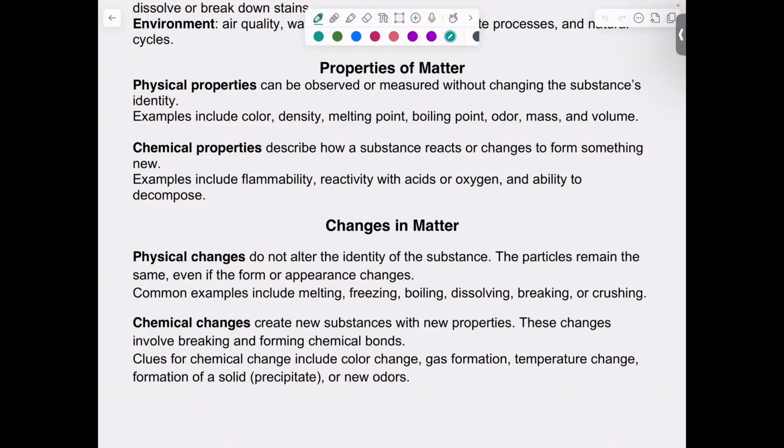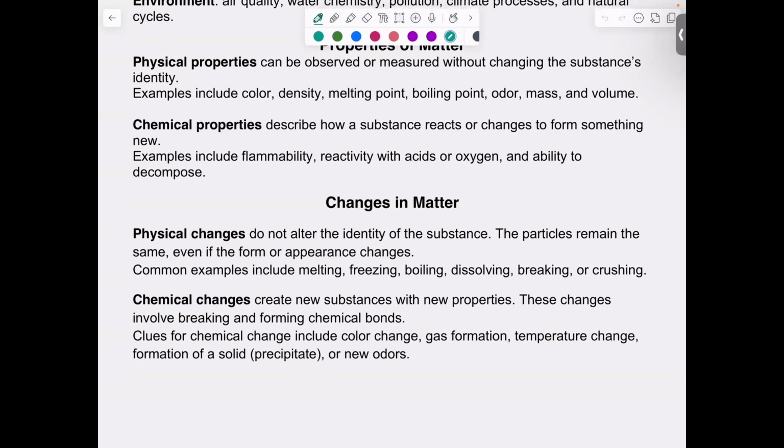Now, changes. Below here, we have physical and chemical changes. Physical changes are just simply demonstrating a change to that substance, but it doesn't actually change the identity. And classic examples are melting, freezing, boiling. Those are states of matter changes, which we'll discuss shortly. So if you have an ice cube and you melt it into liquid water, it's still water. Ice and liquid water are the same thing. They're still H2O.